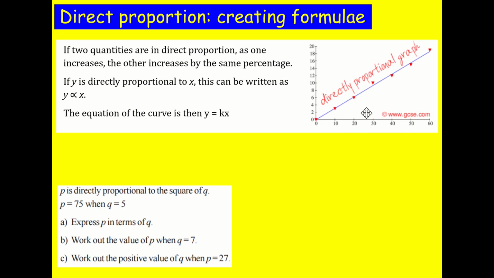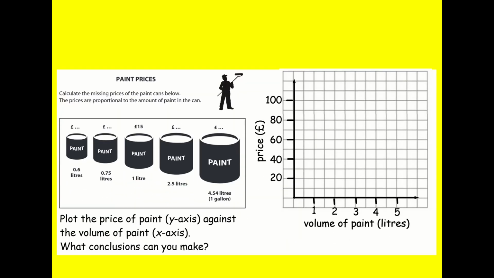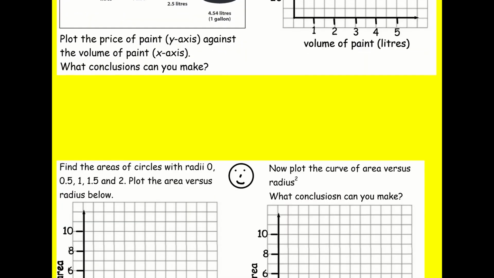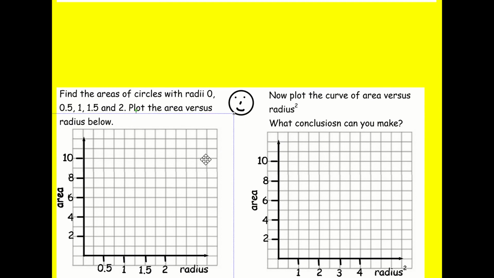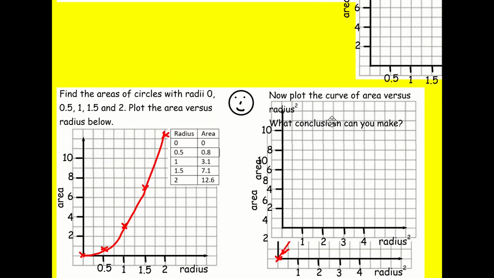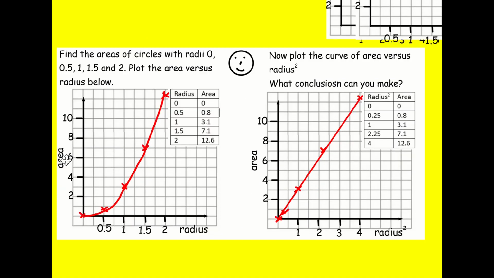That's really important. And we looked at a recipe, making pancakes using flour, and there we got a straight line for desserts, beans of flour against pancakes. We looked at paint and the price of paint, and we were told that they were directly proportional, but we saw then for circles that the area is not directly proportional to the radius. Okay, just to remind you, we got this kind of graph. But if I plotted the area against the radius squared, I did get a directly proportional relationship. So you need to think carefully about this.